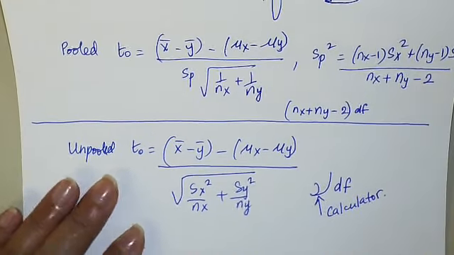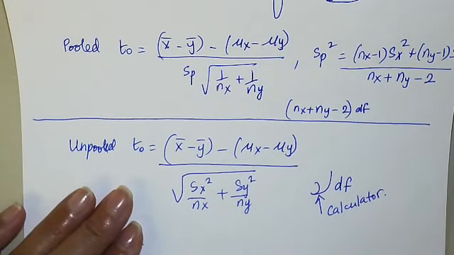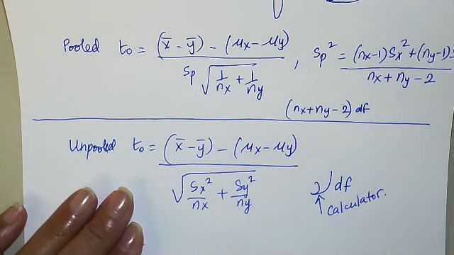And for unpooled, T naught is equal to x bar minus y bar minus mu x minus mu y divided by square root of sx squared over nx plus sy squared over ny. And this test is done at new degrees of freedom, where nu is obtained from the calculator. They're both t-tests. Have an idea now? Okay.